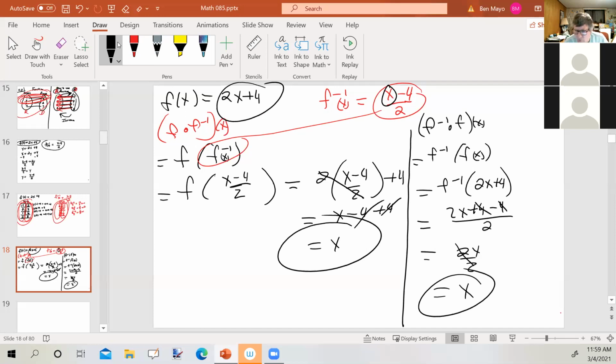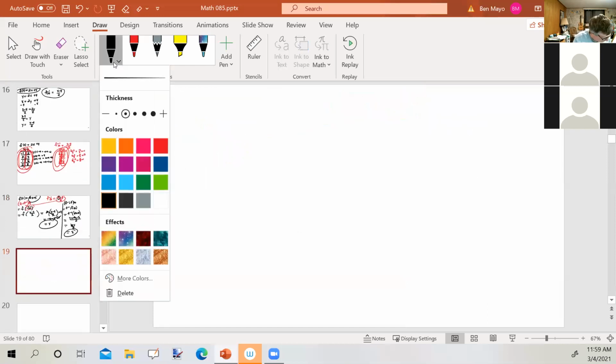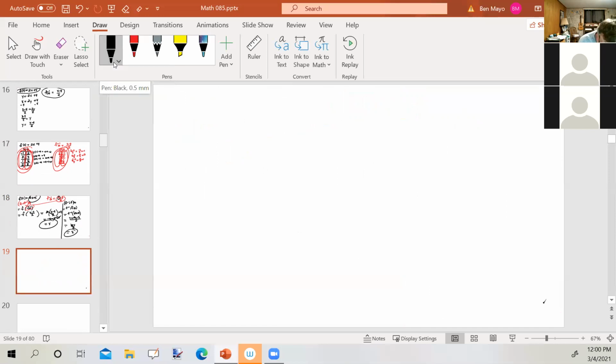Okay, what I want to do now is go back and take another function and find its inverse. F of x equals x squared plus 1, and then it says x is greater than or equal to 0. It's got that condition on it.